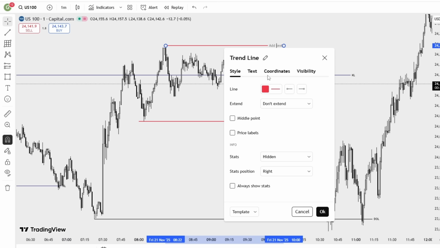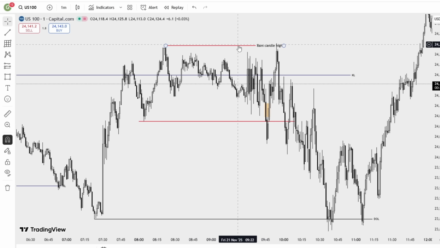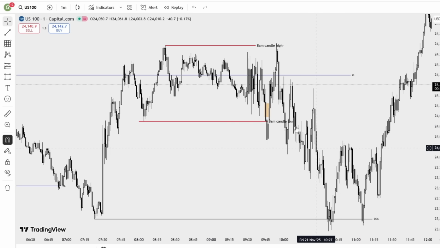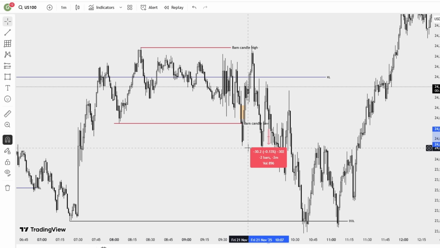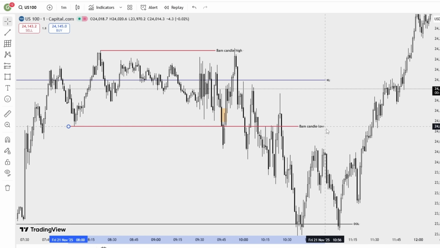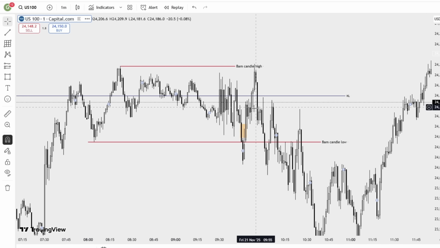The 8 a.m. candle high is here, and the 8 a.m. candle low is right here. So your first target is this little guy here, the 8 a.m. candle low. This is your first target.